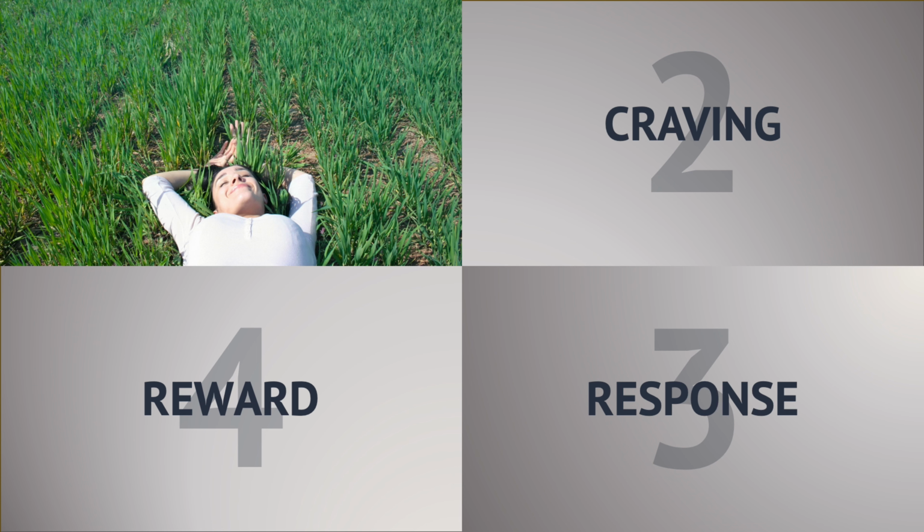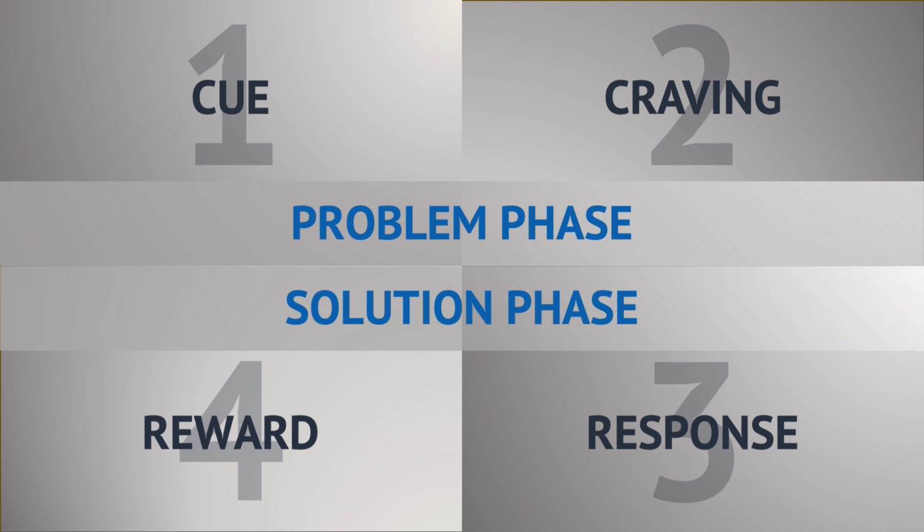We can split these 4 steps into 2 phases, the problem phase and the solution phase. The problem phase includes the cue and the craving, and it is when you realize that something needs to change. The solution phase includes the response and the reward, and it is when you take action and achieve the change you desire. While the stages are typically described as internal mental processes, the external environment plays a significant role in influencing behavior at each stage.